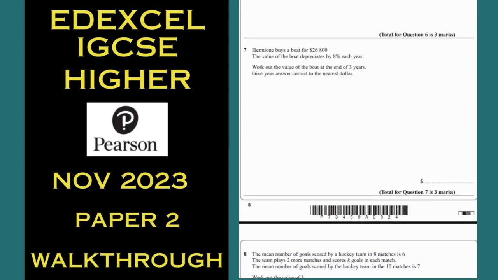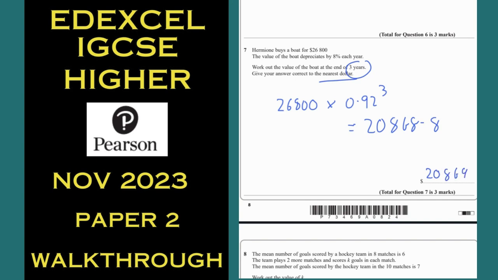Next, we're buying a boat, but the value of the boat depreciates, so we treat the value as capital. Depreciating by 8% means your multiplier, take the 8% away from 100, 92, or in other words is a decimal, 0.92. And we're going for 3 years nearest dollar. So on my calc, I get 20,868.8384. So nearest dollar, 20,869.